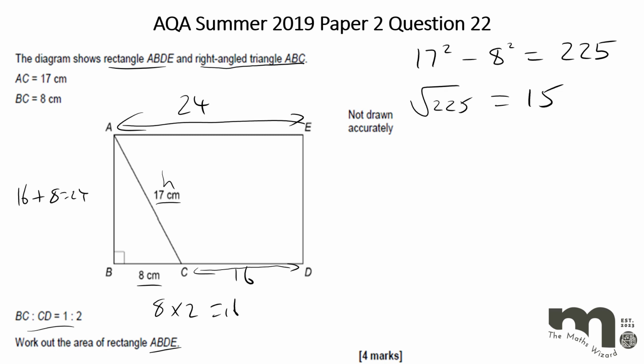Now remember, to do the area of a rectangle, you need to do base times height. So we then need to do 24 times 15, and that's going to give us an area of 360 centimetres squared.